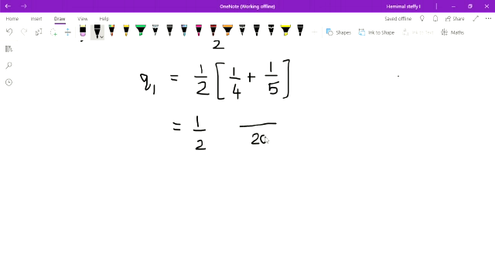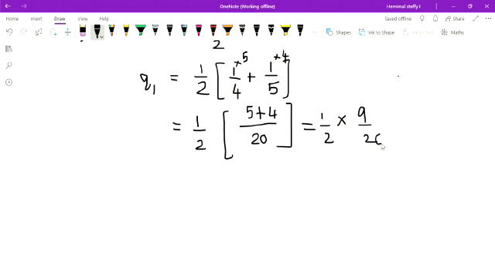Then, 4 goes into 20 five times. I multiply 5 above: 1 times 5 is 5. Same thing, 5 goes into 20 four times. So I multiply 4 here: 1 times 4 is 4. It gives 9 by 20. So 1 by 2 into 9 by 20 is equal to, we have the answer q1 is equal to 9 by 40.